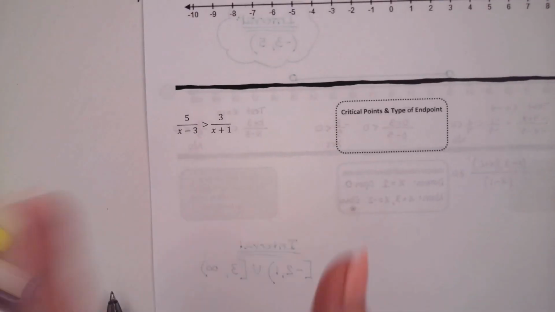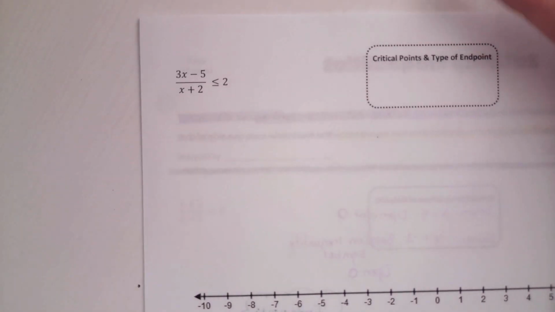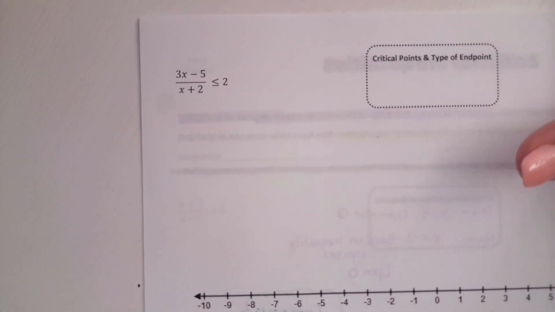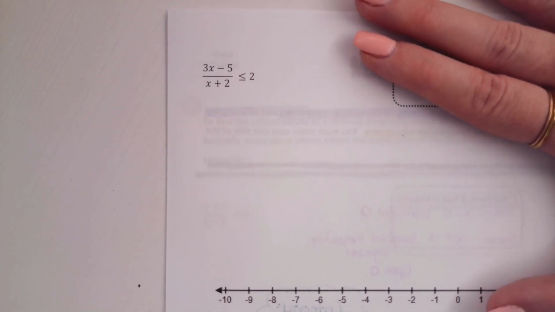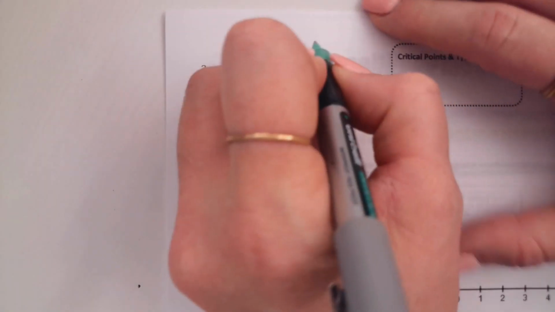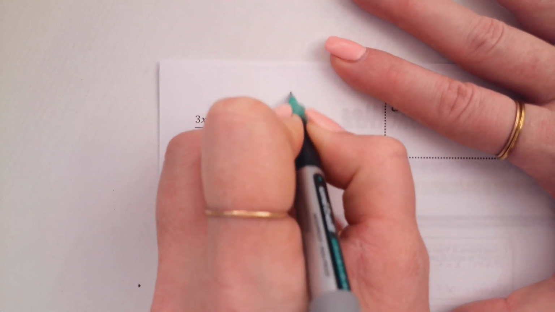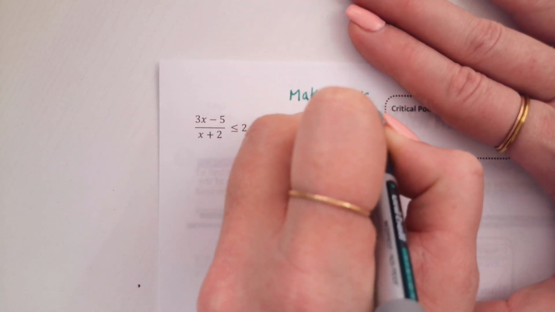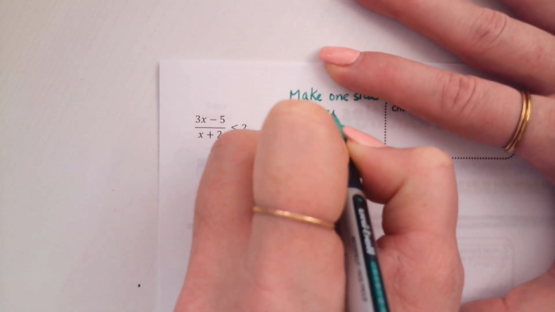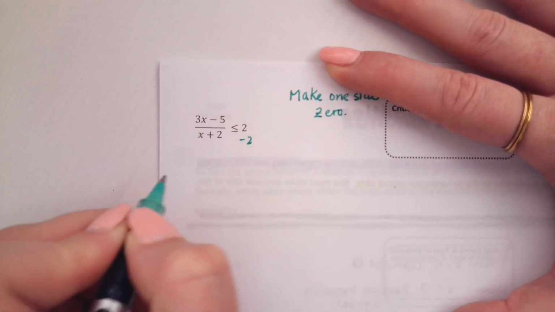Okay, backside. What's wrong with it? There's a 2, and we need one side to have a 0. Can we just multiply by 0? No, I wish. I'm going to put a little note here. Make one side 0. So yeah, Sean said we could subtract 2. That's what we're going to do.